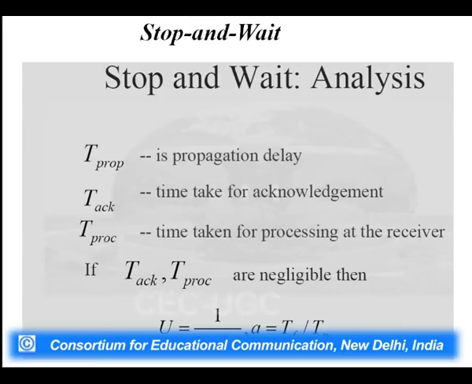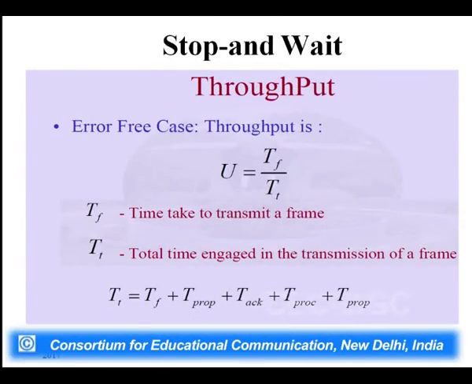Now, if I add this, it becomes Tf plus 2 T propagation, T propagation twice, and T ACK and T processing time we consider to be negligible. Why negligible? Because the ACK is very small in size, maybe 20-30 bytes, and it will take very small time with respect to the propagation and transmission time. Therefore, we have ignored it.